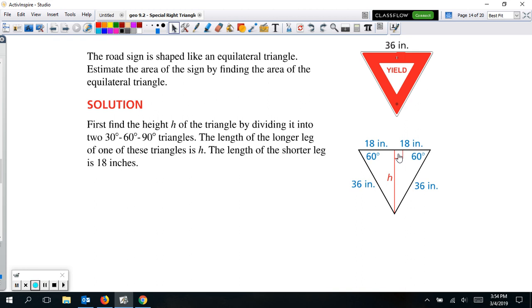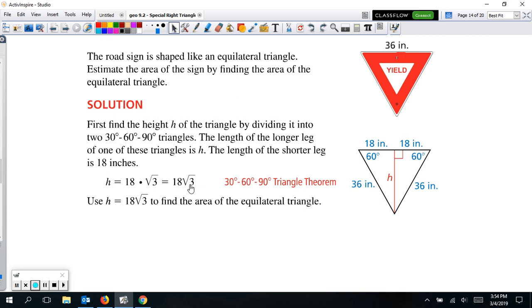And so then we could figure out what the height is by doing that. So we could do that right there using the theorem. So our height here, which is the long leg, is going to be the short leg times square root of 3, which is 18 square root of 3. And so that would help us figure out how to find the area.